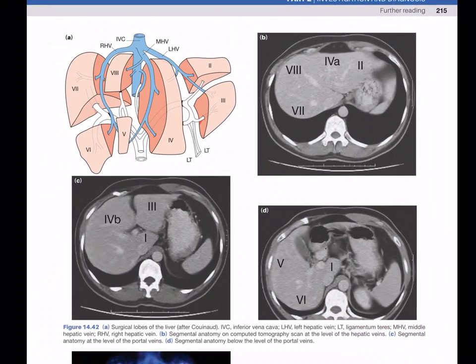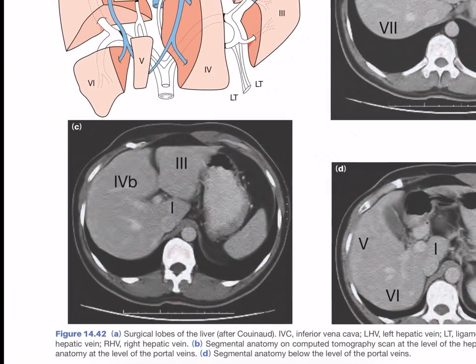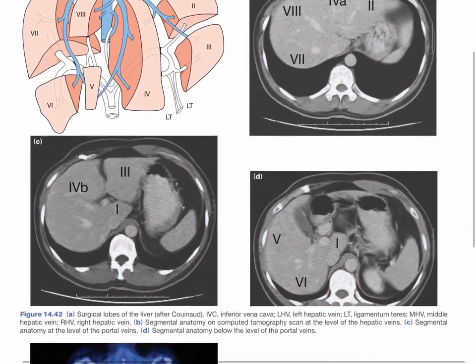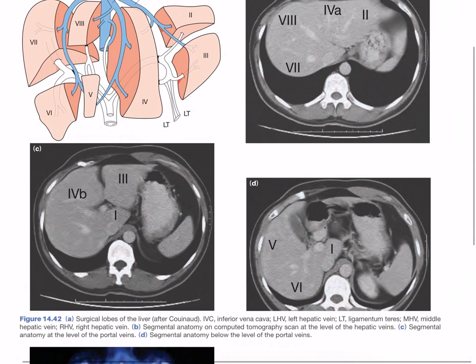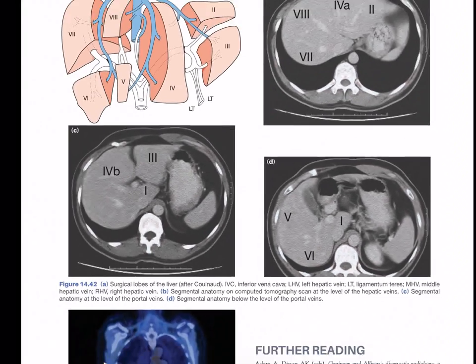Then C, the segmental anatomy at the level of the portal veins is shown, which is a lower section in which 4B, 3 and 1, these are the segments which are identified or seen. D, segmental anatomy below the level of portal veins, in this 5, 6 and 1 can be seen.